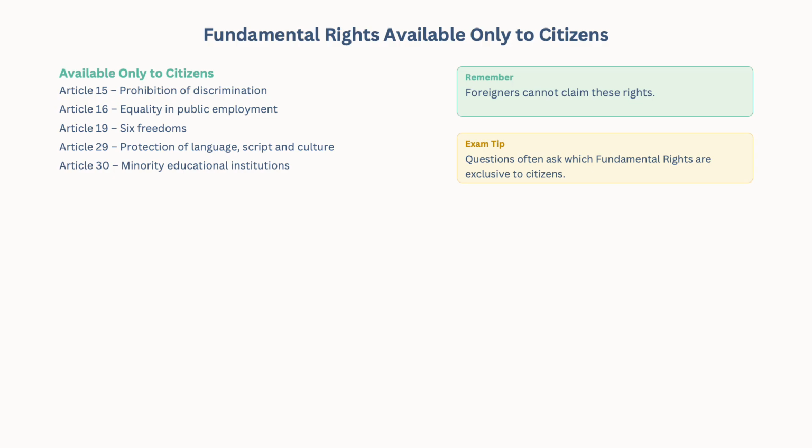Now, of the various fundamental rights that we have here in the document provided to you, Article 14 to Article 32, there are 5 articles available only to citizens. Article 15, 16, 19, 29, and 30. Okay, it's very, very important. You need to know rights that are available only to Indian citizens. Article 15, 16, 19, 29, and 30. Foreigners cannot claim these rights. I've mentioned it here. Foreigners cannot claim these rights.